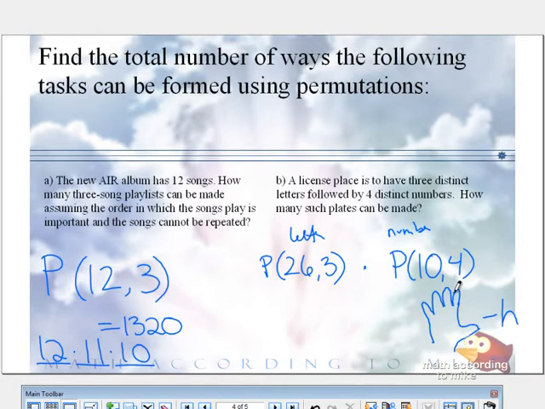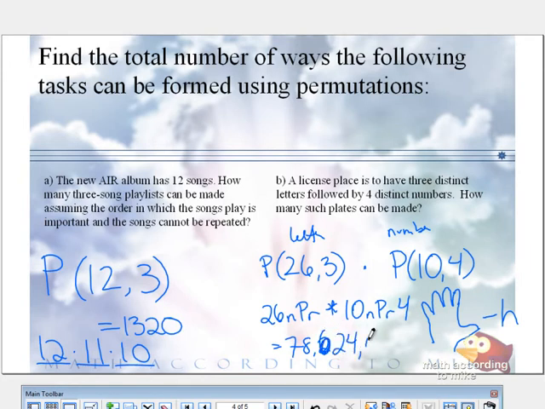So if you did 26 nPr 3 times 10 nPr 4 in your calculator, you'll get that, what was it, 78 million? Oh, that's supposed to be a 6. Now it is 624,000.